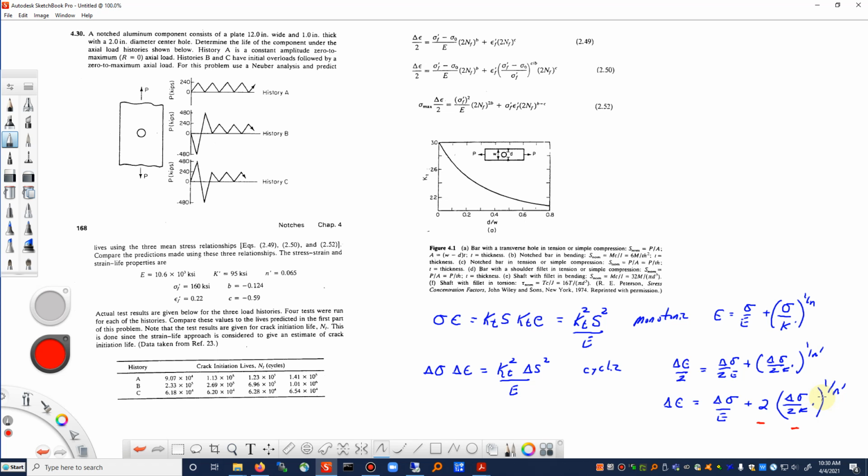history A first. Let's go ahead and figure out the stress concentration factor while we're on this page. In order to do that, we need to find the ratio of D over W as it's defined in this picture. So D, they said it was a 2-inch diameter hole, so that's the little d, and the W is the width of the plate. So that's 12. So that's a sixth, which is 0.1667.